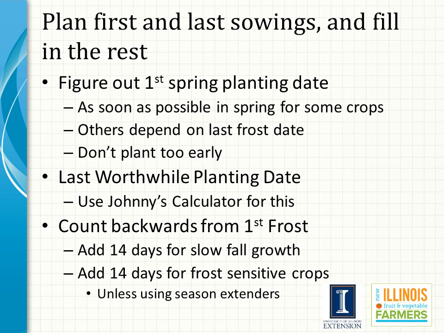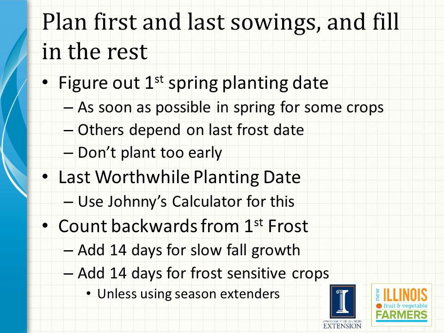To do this by hand, you can count backwards from the first frost date by the corresponding maturity days for the given crop. You need to factor in an additional 14 days for slow fall growth and add another 14 days for the frost-sensitive crops, unless you're using season extenders like floating row covers. For some crops that thrive in frost conditions, you can add another 30 days to the first fall frost date, and then count backwards with the corresponding maturity dates for that crop. This is how you arrive at the last worthwhile planting date for your area.